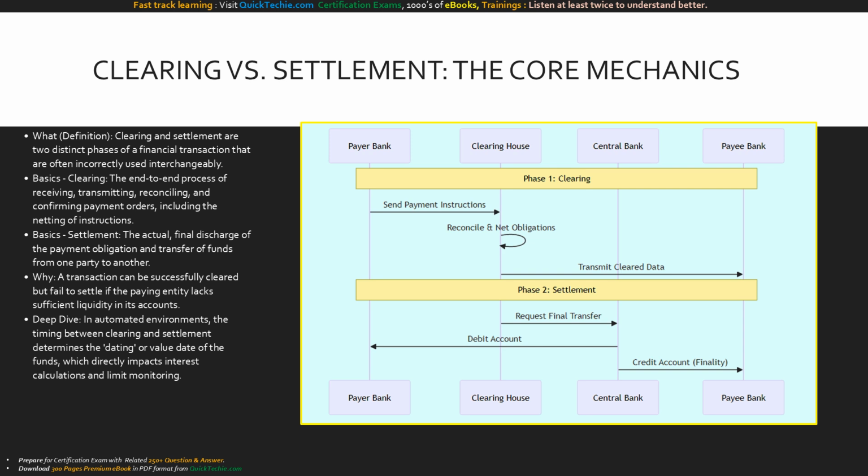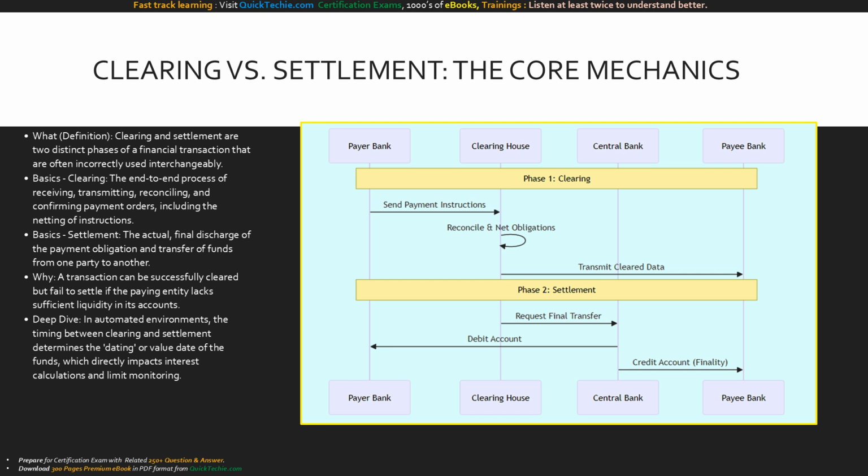A transaction can be successfully cleared but fail to settle if the paying bank lacks sufficient funds. As a treasury expert, you must design your cash concentration and disbursement structures around these systemic realities to ensure your company's liquidity is never compromised by settlement failures. Look at the sequence diagram on screen. It visually separates the two distinct phases, clearing and settlement.